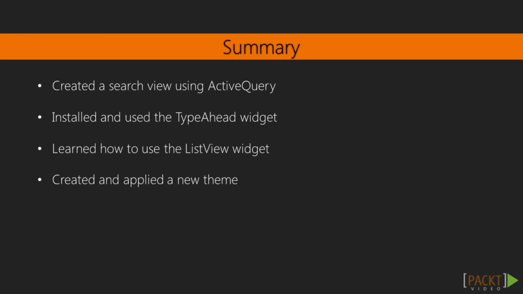Now you know how to create alternate view files for your application using themes, and how to apply them both universally and dynamically. Prior to this, you learned how to create a search interface for your application using ActiveQuery. You also learned how to improve the UI for your search interface using the TypeAhead widget. Finally, you learned how to use the List View widget to improve the appearance of our monster listing page.